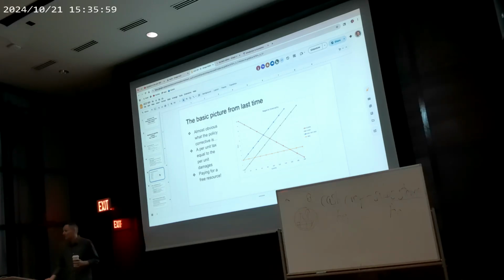So that's kind of what we're doing with the tax, right? We're making someone pay for a resource that they were using for free. So there's a bunch of loops that sort of close when you think about it this way.